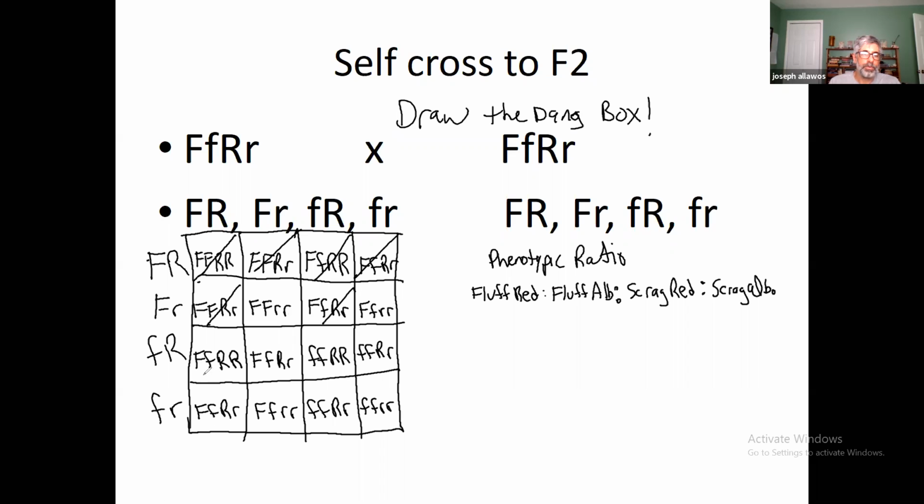albino. This one is fluffy and red. This one is fluffy and red. Scraggly, scraggly. But here's one more, fluffy and red, albino, scraggly, homozygous recessive mutant squirrel, okay? How many do we get? 1, 2, 3, 4, 5, 6, 7, 8, 9 fluffy red in our ratio.